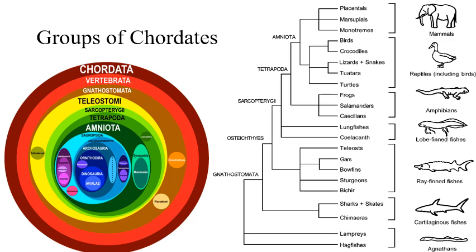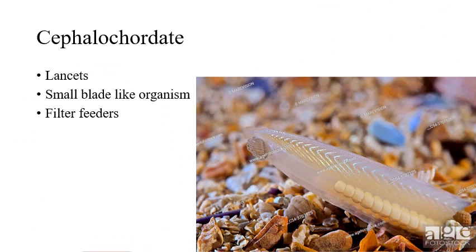So now we're going to zoom back out, and I'm going to talk about the broadest group of chordates. There are three main divisions, right? Cephalochordates, what's the other one called? Tunicates, and then vertebrates.